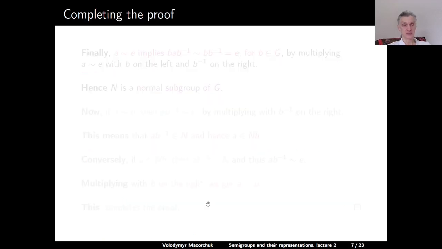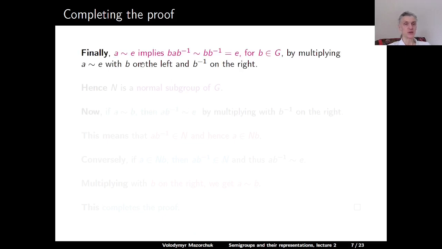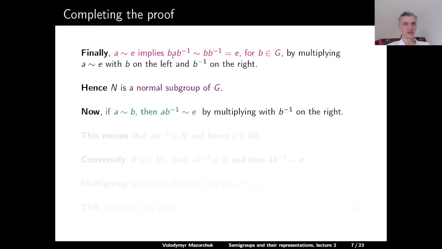Now let us prove that it is a normal subgroup. So if A is equivalent to E, then we take B in G and multiply with B on the left and B inverse on the right. We get that BA B inverse is equivalent to B times B inverse, which is E. So this means that BA times B inverse belongs to N, and so N is stable under conjugation with any element in G. So this means that we have already established that the equivalence class of the identity is a normal subgroup of G.